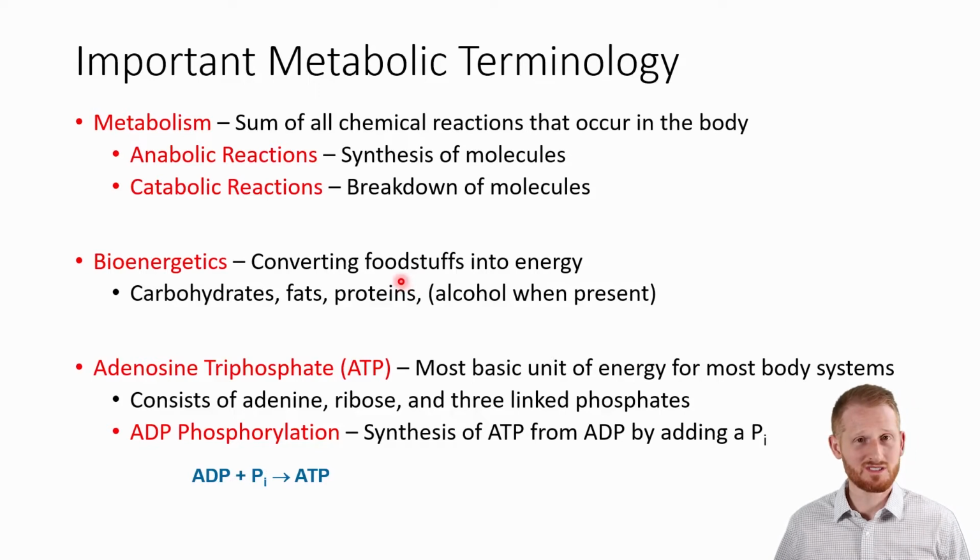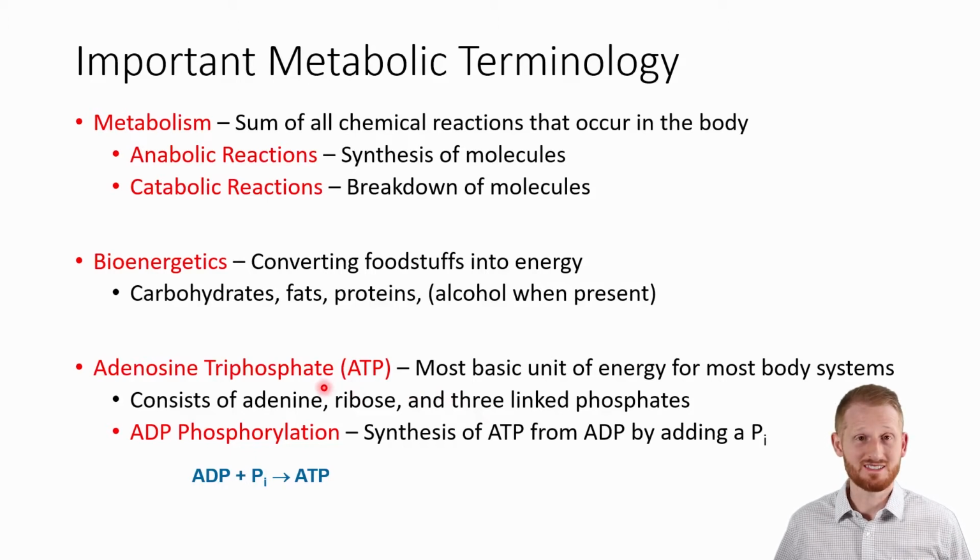All right, so by foodstuffs, I'm talking specifically about the energy containing macronutrients, so the carbohydrates, the fats, the proteins, and also, when it's present, alcohol can contribute to energy production. Of course, it's not recommended to do that, but it can be done. So when I talk about energy, what I'm actually talking about is a molecule called adenosine triphosphate, or ATP. And this is the basic unit of energy that the body uses. It's the energy molecule that powers a lot of things in the body that we need, including exercise and muscle contractions and things like that.